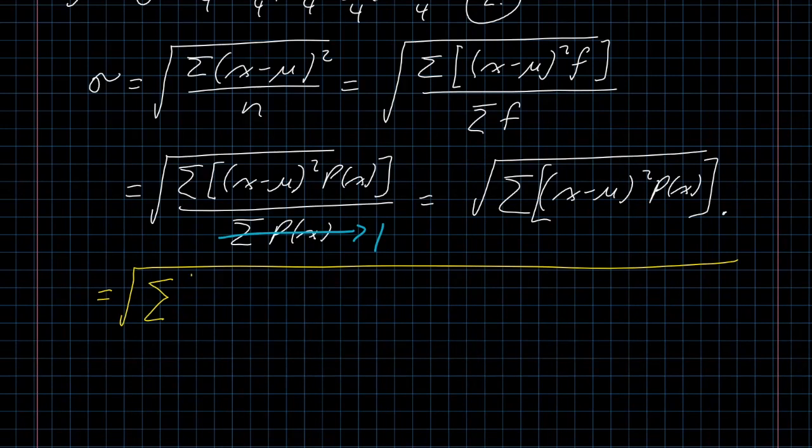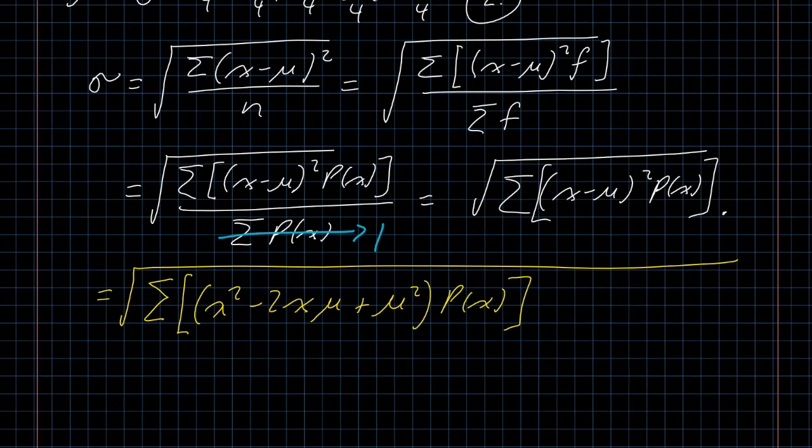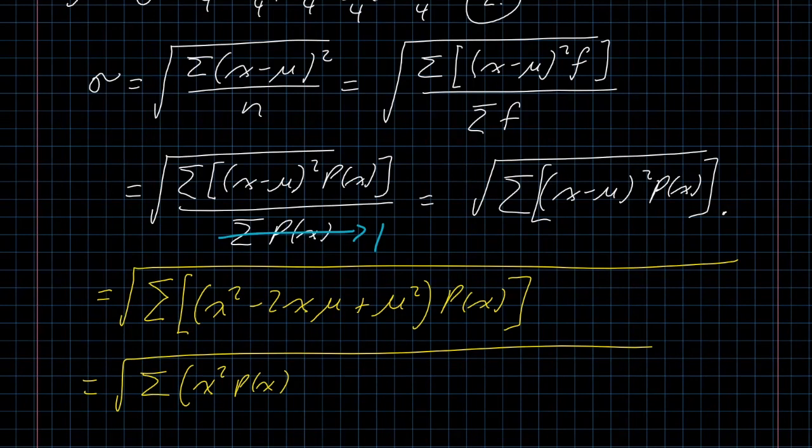I can expand out. X minus mu squared is x squared minus 2 times x times mu plus mu squared. All of that's still being multiplied by p of x. And I can distribute so that I'm adding together all of the x squared times p of x minus 2 times x times mu times p of x plus mu squared times p of x.